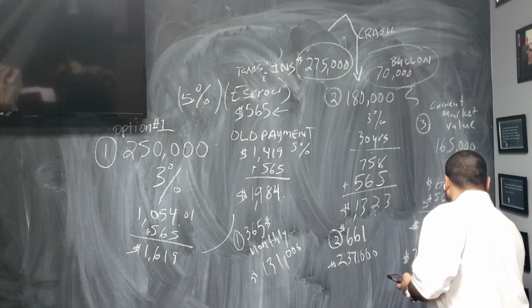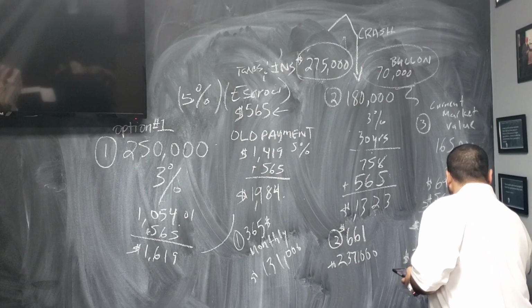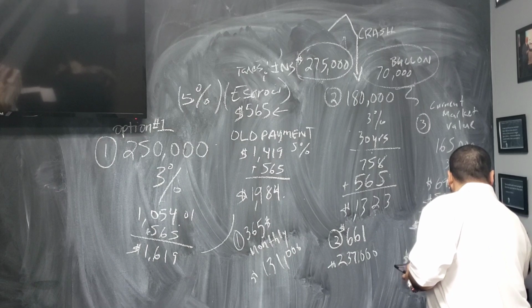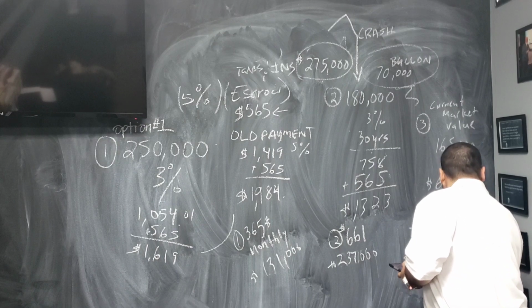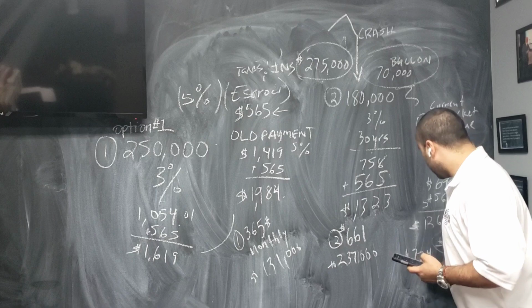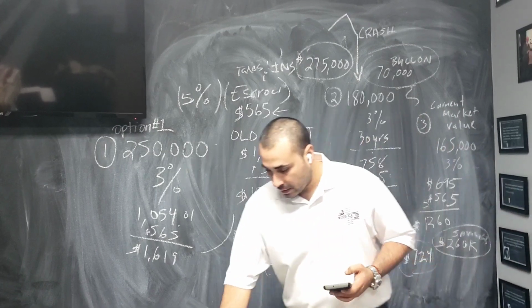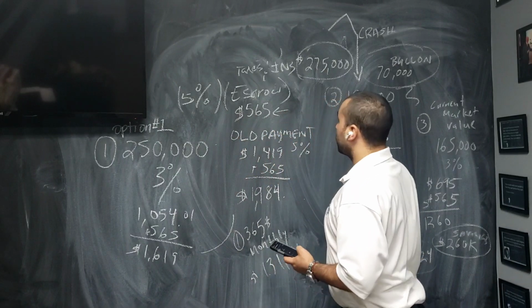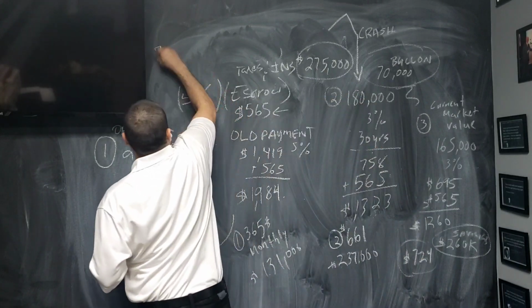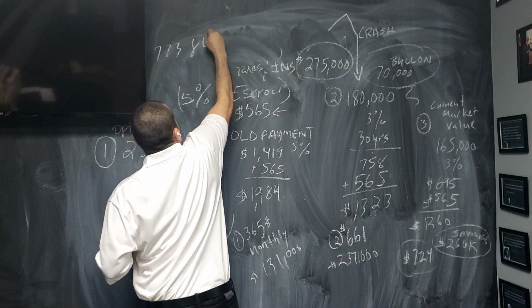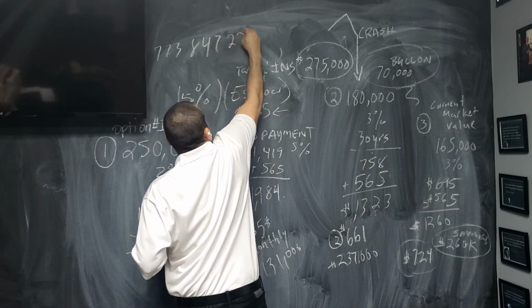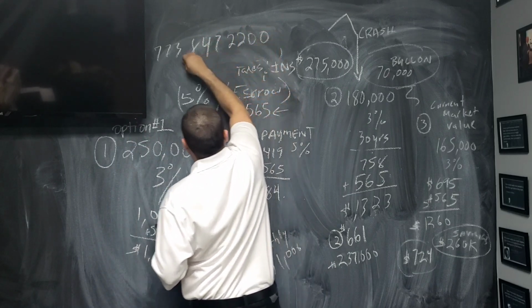Okay, savings. So that's what you're going to save, $260,000. Okay, so you're going to save this every month by calling us. So like I said, the number for you guys to call to start your loan modification is 773-847-2200. And we're helping people throughout the USA.